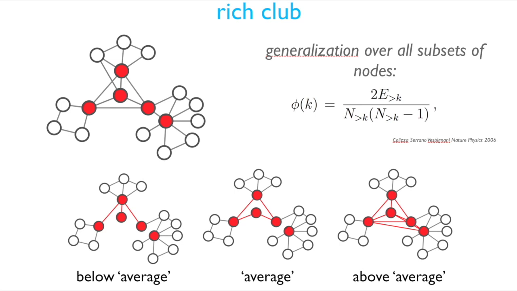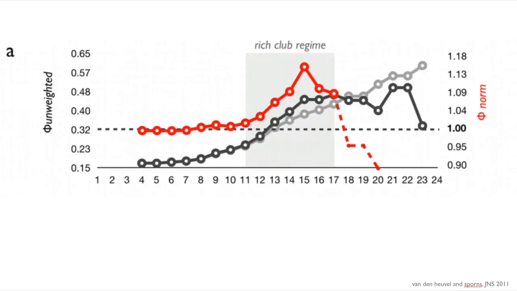Now we can do this for every level of degree k, and then put this into a figure. So what you see here on the x-axis is the level of degree. That would mean that if we take 20, we take the subset of nodes with 20 or more connections in the network, and then we count the number of connections between those nodes, and divide that by the total number of possible connections that could exist between that subset of nodes.